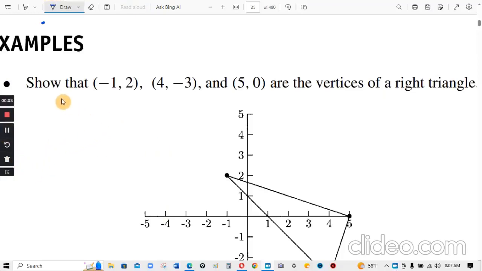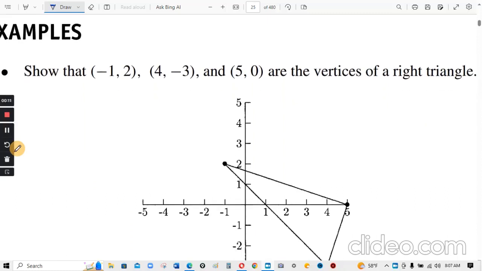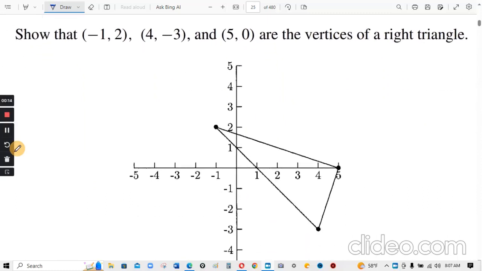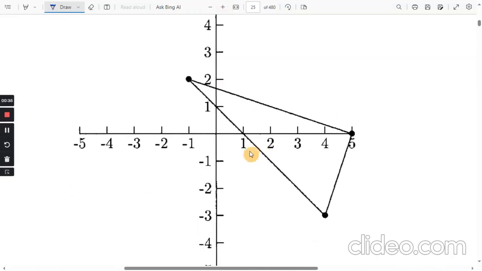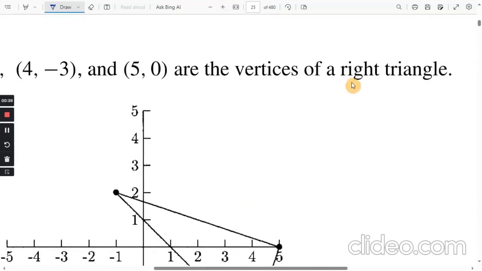Okay, in this example, they want us to show that these 3 points are the vertices of a right triangle. Now, you basically have 2 choices with this. You either find the slope between the 3 coordinates, or if you plot the points, then in all likelihood, you only have to find the slope between 2. Okay, so just looking at their drawing after they plotted the coordinates, they want us to prove that this is a right triangle.